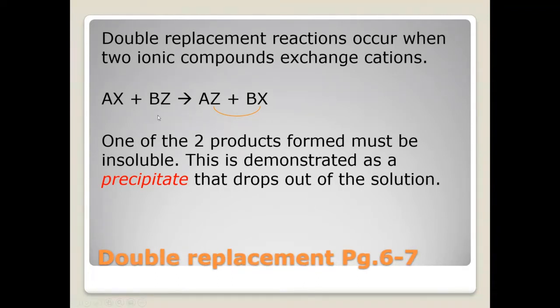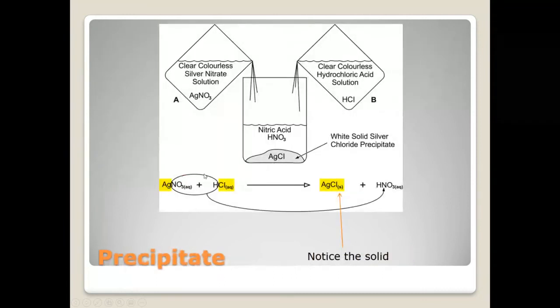In order for this to be defined as a double replacement reaction, there is one specific criteria, and that is one of the two products formed must be insoluble, meaning that it does not dissolve. This is demonstrated in the reaction as a precipitate that drops out of the solution. So we'll look at what a precipitate is. Basically, it's a solid that is formed in a reaction that is not dissolved in the reaction, and it's just sitting on the bottom of your beaker. And we'll look at that in the next slide a little bit more to see what that looks like.